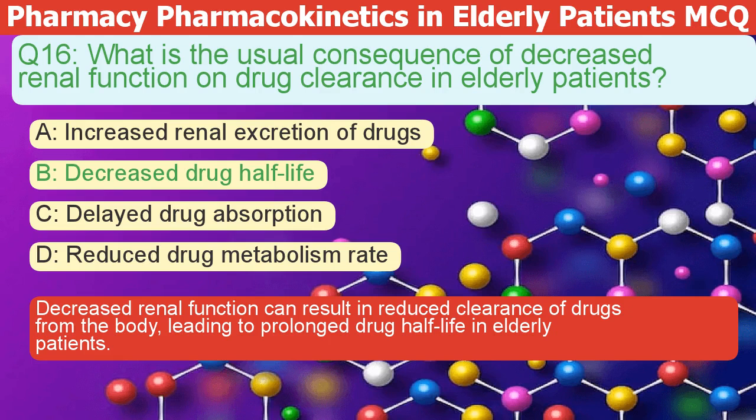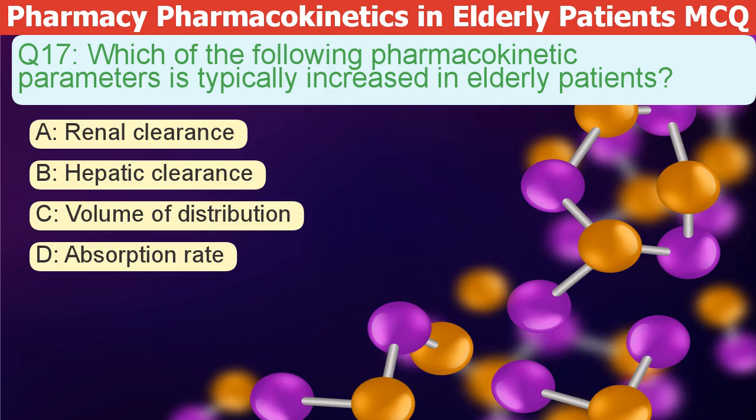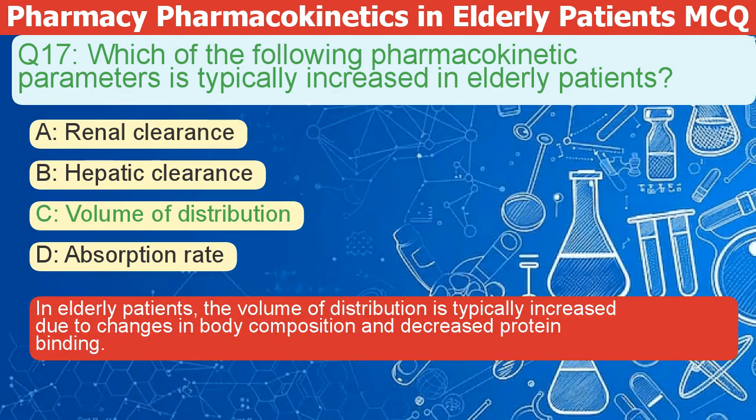patients. Which of the following pharmacokinetic parameters is typically increased in elderly patients? A. Renal clearance. B. Hepatic clearance. C. Volume of distribution. D. Absorption rate. The correct answer is C. In elderly patients, the volume of distribution is typically increased due to changes in body composition and decreased protein binding.